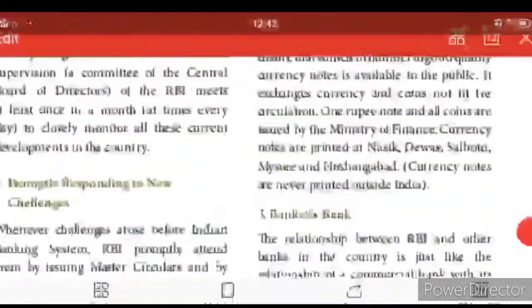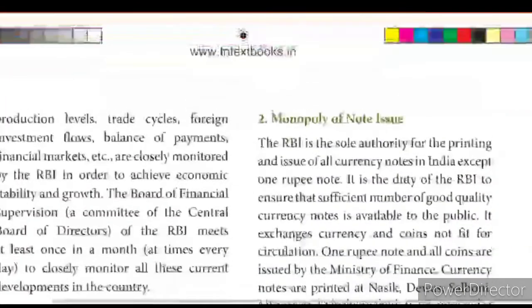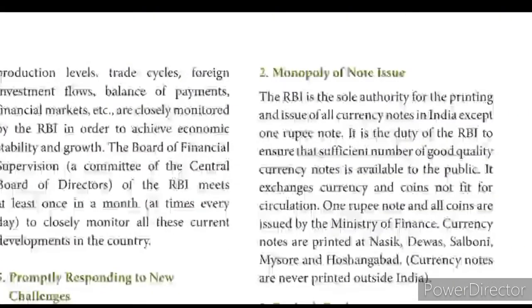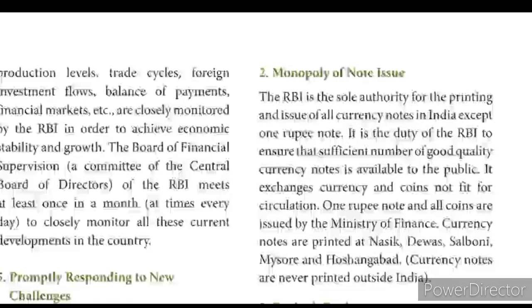Okay. See the next point here, monopoly of note issue. What is monopoly of note issue? It is nothing but, when you talk about the monetary fund, it deals with the coins and the rupee notes also. Both the rupee notes and the coins are distributed and circulated. It is actually printed by the RBI only. Okay, that is what monopoly means. So no other person from the government is going to do this work. Only the RBI is going to issue the rupee notes or the coins as well.